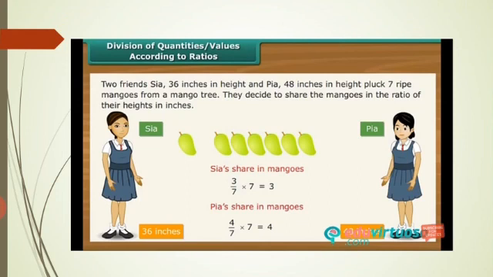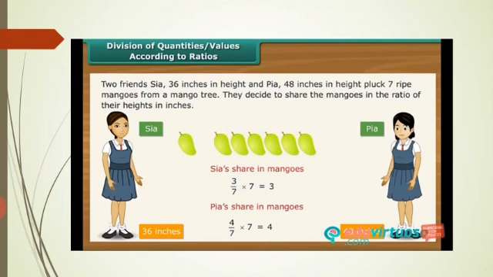So how can you find Shia's share in mangoes? How many mangoes can she get? 3 by 7. How does it form? The total number of mangoes, how many mangoes are there? Very good, 7 mangoes. So she shares 3 out of 7. You can cancel the numerator and denominator of 7, and you get the solution of 3.